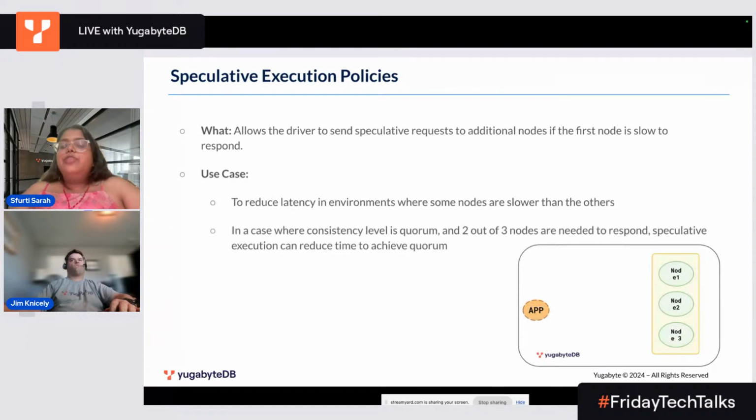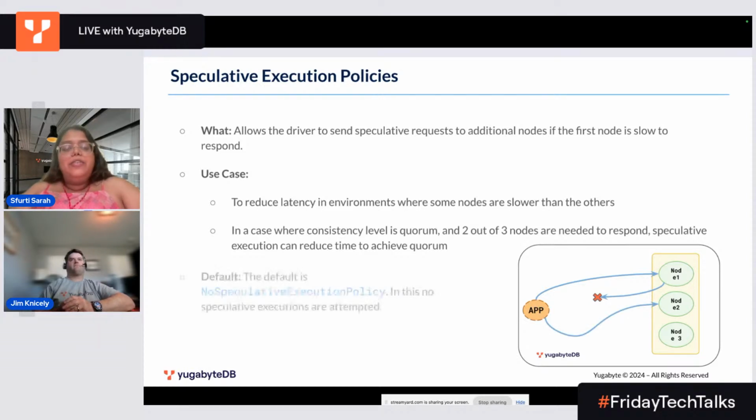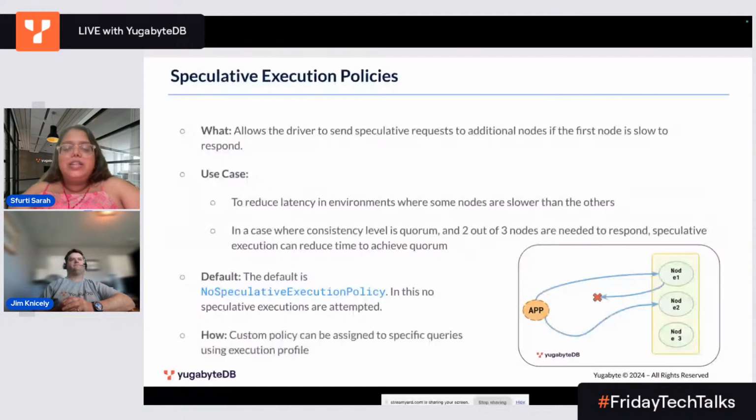So if one of the nodes is slower, you can speculatively send the execution on the other node that is available, and that can help you achieve quorum faster. By default, there is no speculative execution, and this can also be customized to specific queries.